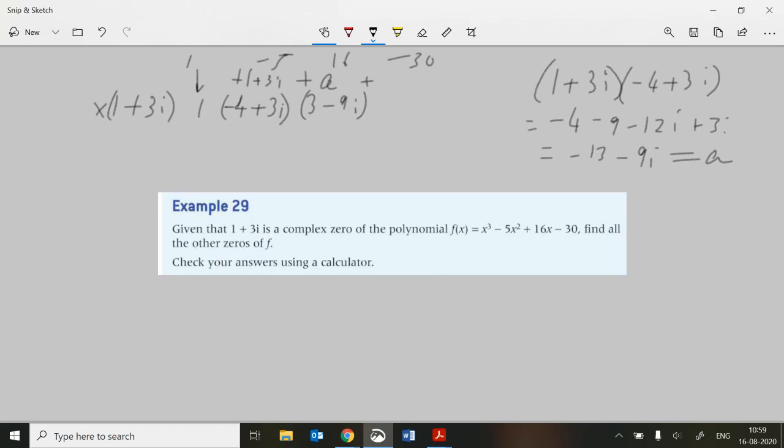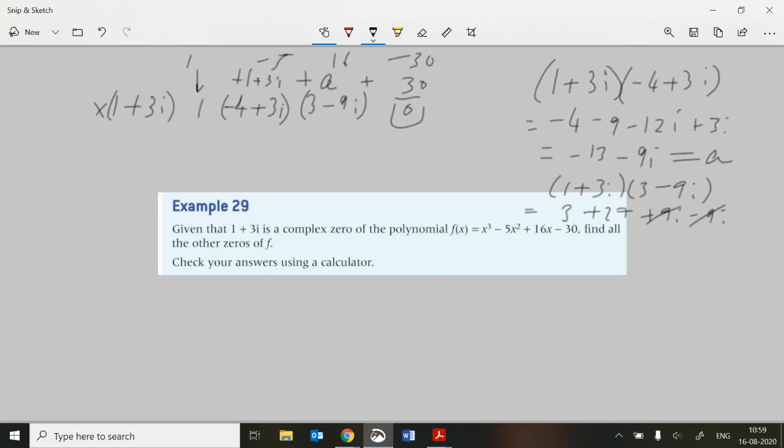Okay, and finally, we're going to need to times this by this. So we've got 1 plus 3i times 3 minus 9i. We multiply those together, we're going to get 3 and 27 and plus 9i and minus 9i. Okay, so those two things are going to cancel, and we're going to end up getting plus 30 there, and we're happy with that. That checks our working out because minus 30 plus 30 gives us our 0, which means to say that this is a factor.